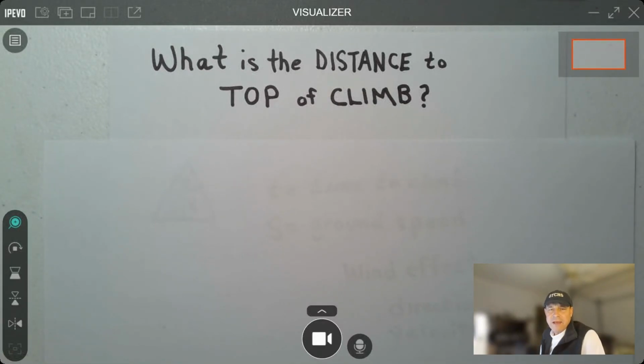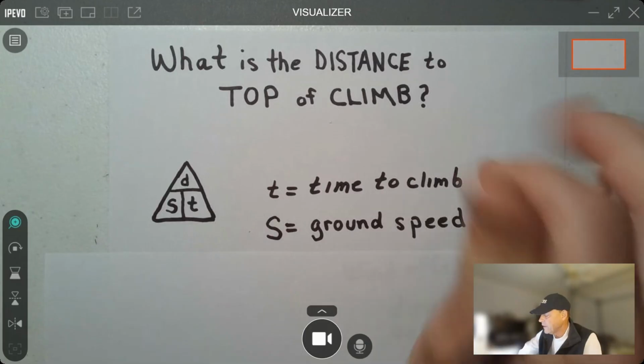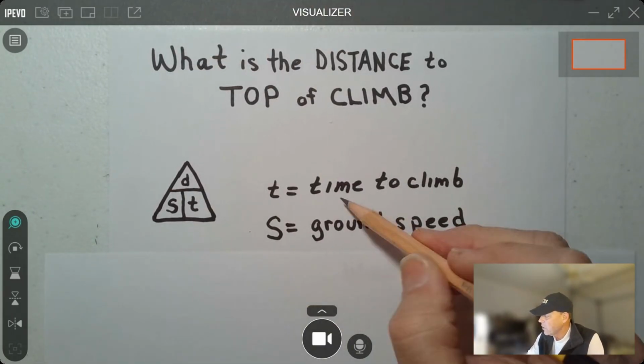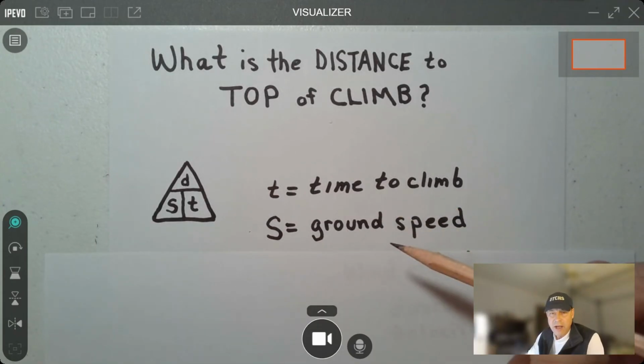Hey, this is Mr. A, and in this video, we are going to answer one of the two most confusing questions when filling out a nav log, and that is, what is the distance to the top of climb? If we're going to find out the distance, then it's speed times time. We need to know what the time to climb is and our ground speed.